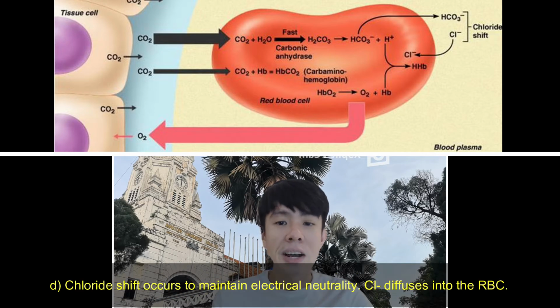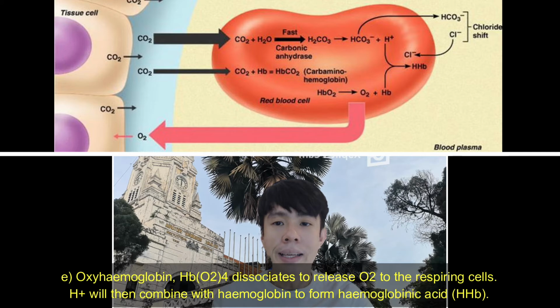D. Chloride shift occurs to maintain electrical neutrality. Chloride ions diffuse into the red blood cell. E. Oxyhemoglobin dissociates to release oxygen to the respiring cells. H+ ions will then combine with hemoglobin to form hemoglobinic acid.